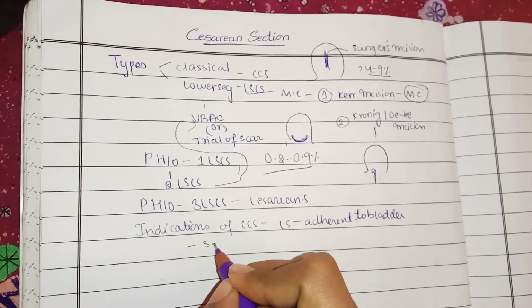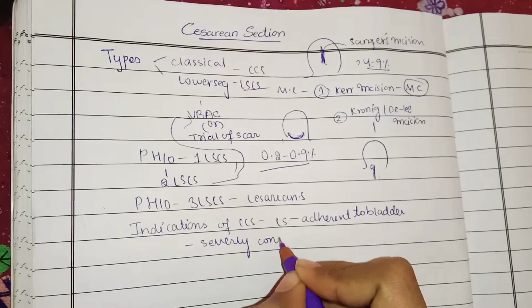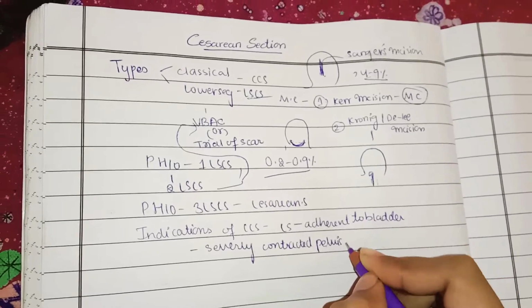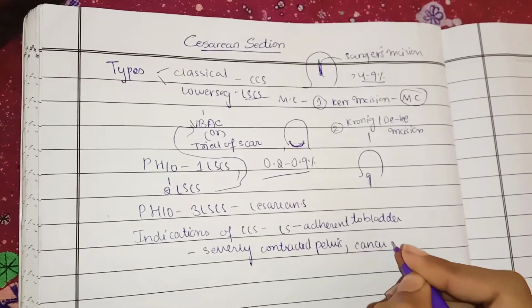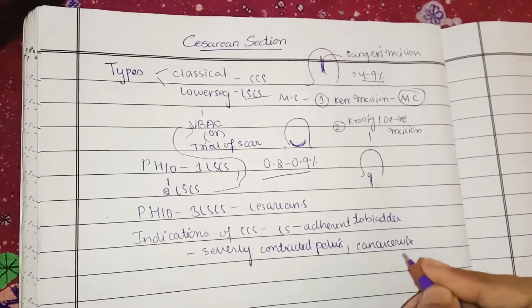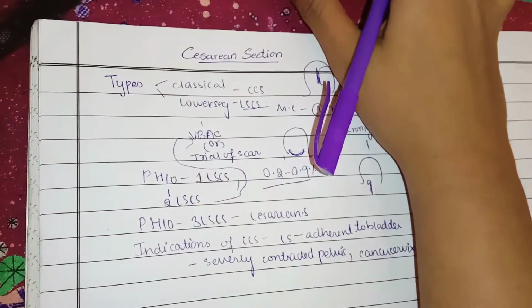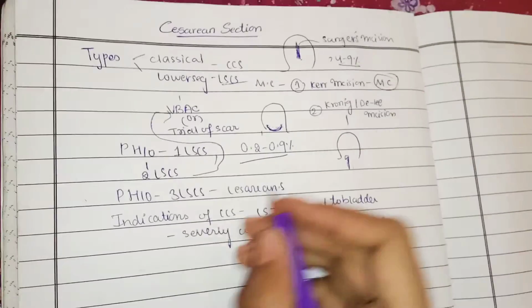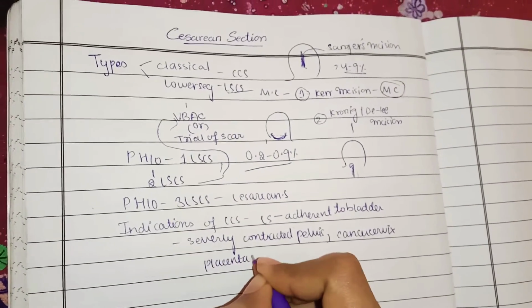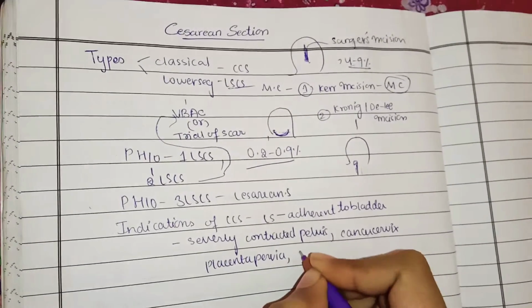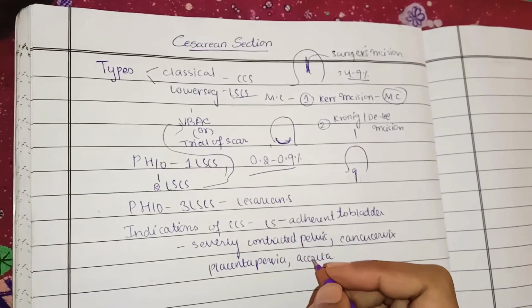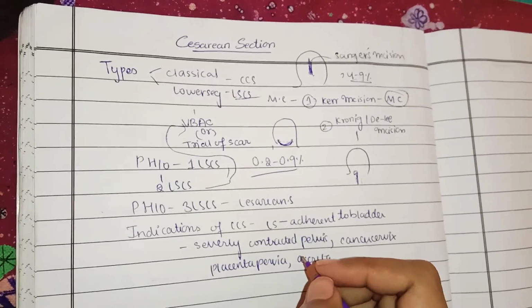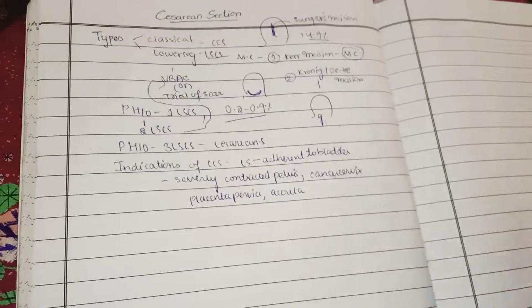And the next one is severely contracted pelvis. If the pelvis is severely contracted, you can't do normal vaginal delivery, so you need to do classical cesarean section. In the case of cancer cervix, where there is cancer in the cervix, you need to do cesarean section in the upper segment itself. Also when there is morbidly adherent placenta attached to the lower segment, in cases of placenta previa and accreta, in all these conditions you need to do classical cesarean section. The lower segment does not form in early preterm cesarean. To deliver in the case of transverse lie, midline incision is better. So in all these conditions.